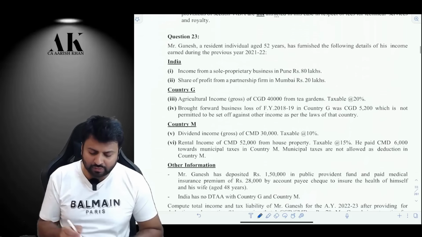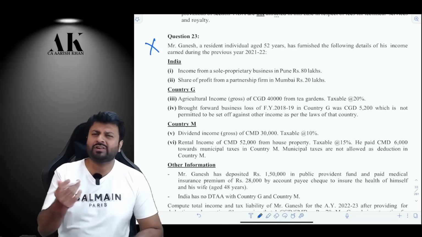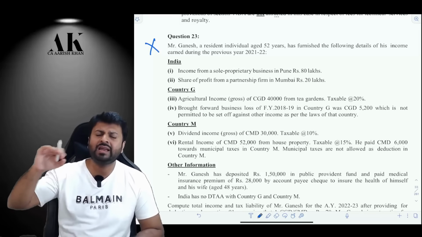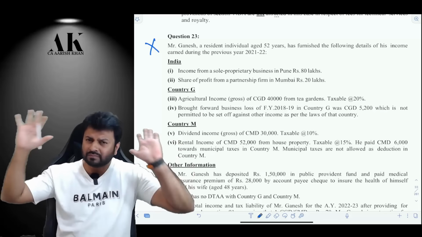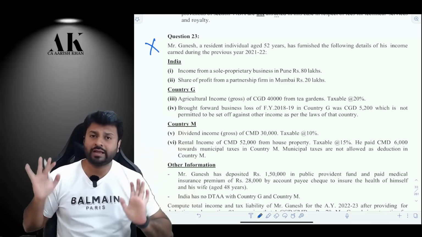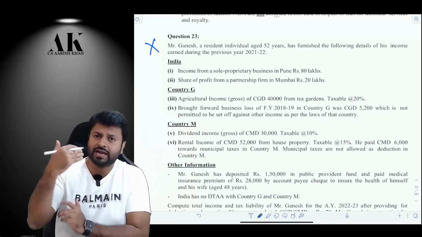Now one last question is there over here. I am not doing that. You also don't do that before the exam, because it's a copy-paste question of DTAA. DTAA questions are going to repeat again and again in the same format. Same deductions, everything is the same. Don't waste your time. Whenever a different kind of DTAA question comes, I will definitely address that.